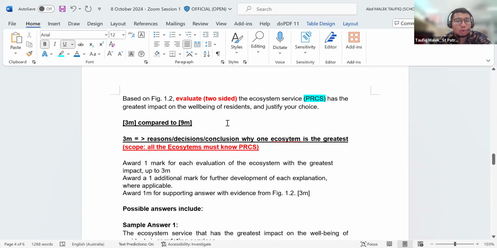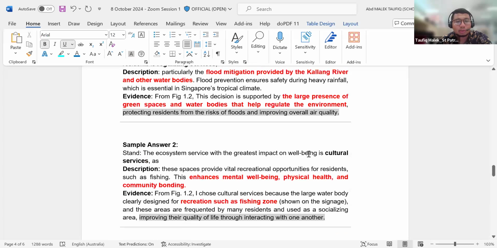For this 3 mark evaluation question, you have to go straight to the reasoning. You are not going to dilly-dally and talk about the strengths, limitations. No, you go straight to the comparing or the conclusion itself: the reasons, the decision, why one ecosystem is greater. When you see this question, immediately identify which one is greater than the other. You know there is a reservoir, you know there is fishing and so on. You need to know which one is greater. Let's look at the sample answer.